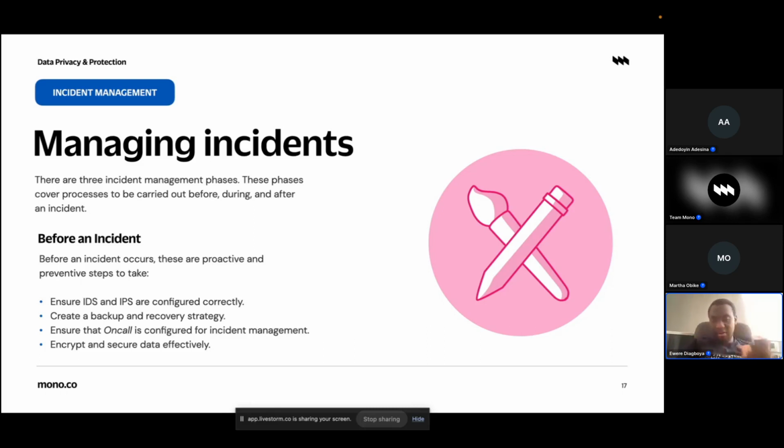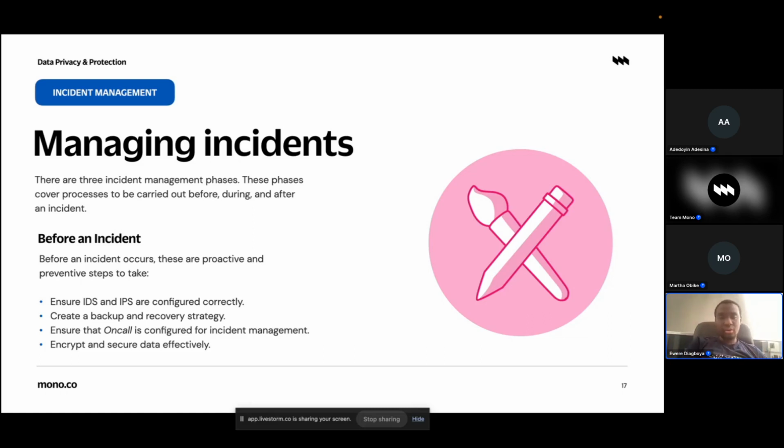Because if one environment is compromised, you don't expect to recover on that same environment, because you are tantamount to falling into that same problem. So what you can do is to back up in another region and restore in another region, so that you shield yourself from any eventuality of that malicious actor attacking your system all over again. And then ensure on call is configured for incident management.